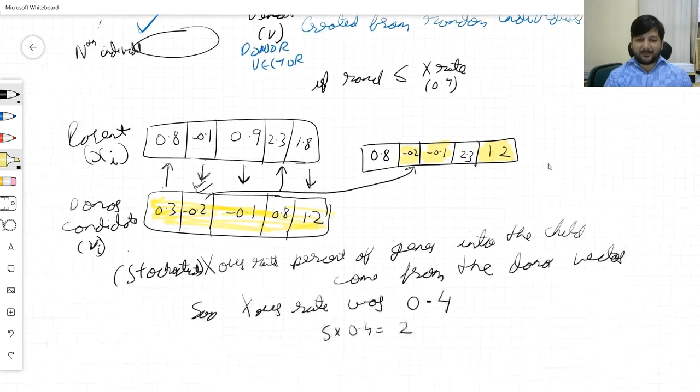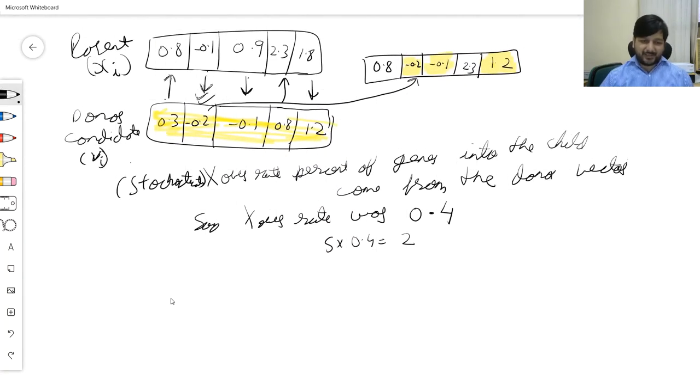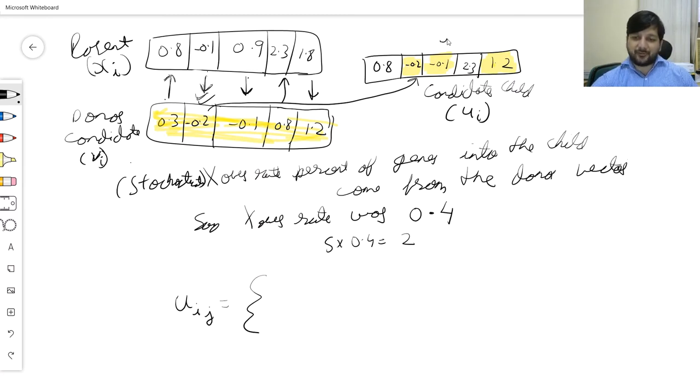And let's write this down a little bit more formally. So what I do is I say this was X, this was V, so let's call it the candidate child. Let's give it a name U_i, the candidate child for the generation of the ith child. Let's write down an expression for it. Let's do it for one gene j, and then we'll repeat it for all the genes. So the candidate vector U_i and the jth gene of it can either come from the donor or from the parent. The condition is it'll come from the donor if a random number between 0 and 1 is less than or equal to the crossover rate.